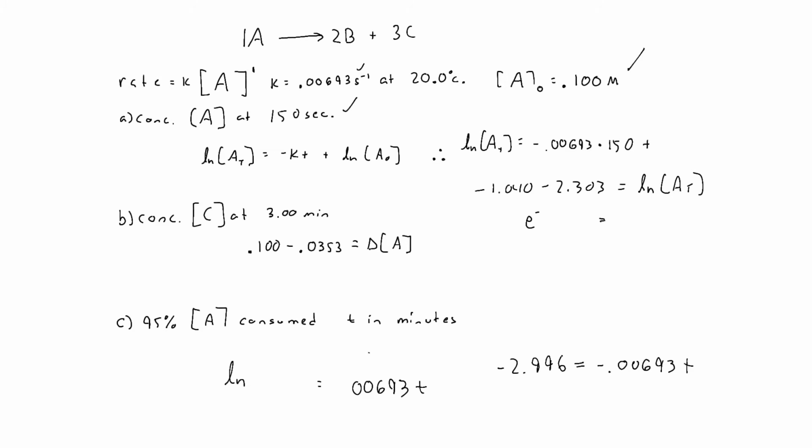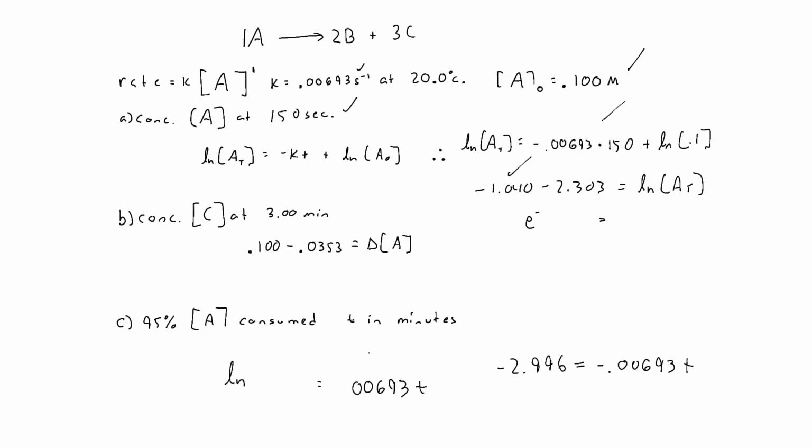Okay, plus the natural log of the original concentration, which is 0.1. What I've done here is the math over here: I did this times this, which gave me this number here. And I'm going to add those together, and that's equal to ln of A_t. So I can add those two numbers together.